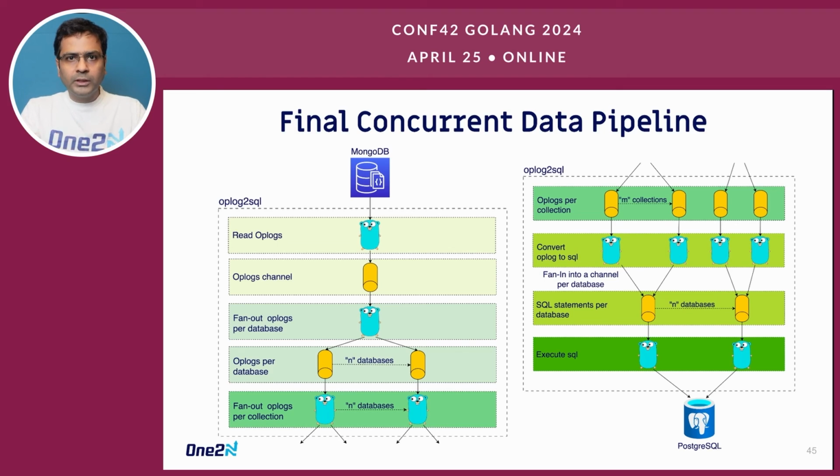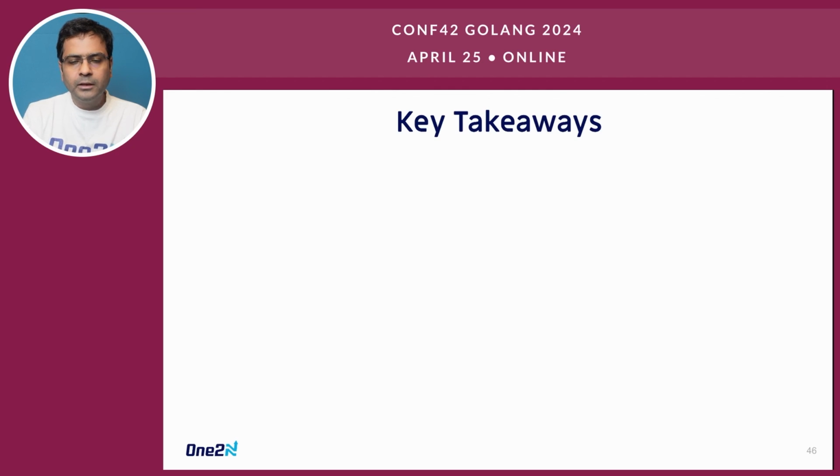We don't have a goroutine sprawl. We fan them in, collecting all SQL updates, inserts, deletes, all SQLs basically for one database into a single goroutine and a single channel. And then that goroutine will perform updates, inserts and deletes to the Postgres database. That's what our final concurrent pipeline looks like.